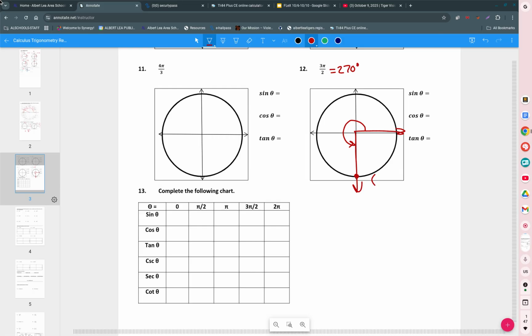Gonna regrade your test. Oh, so that means we got 0, negative 1.